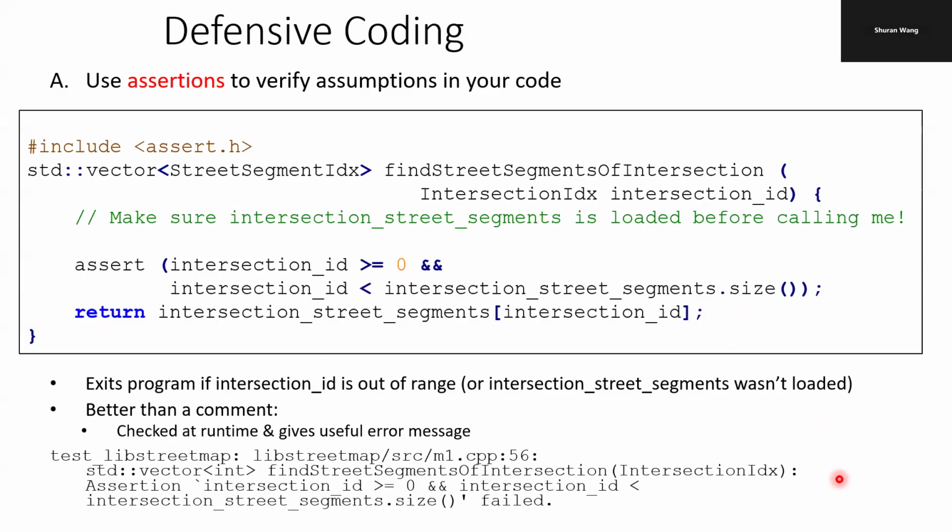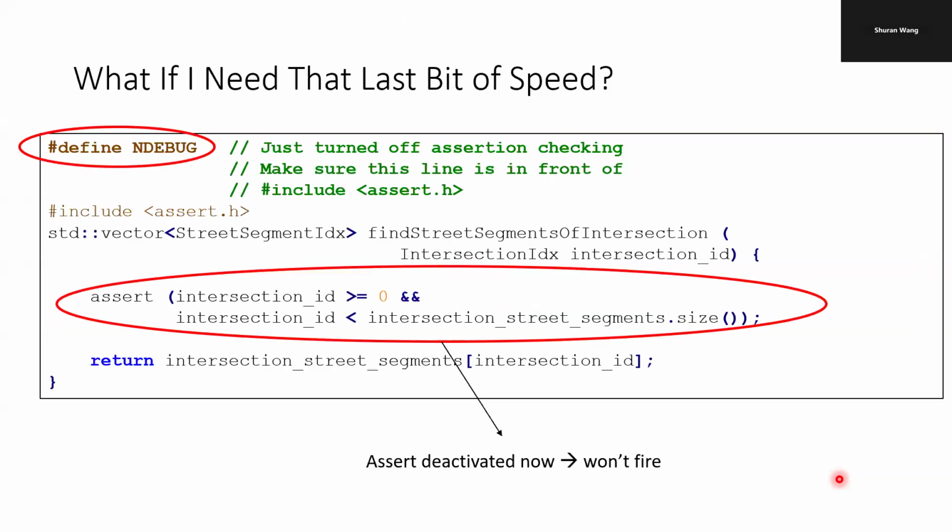But assertions might slow your program down because assertions take a lot of time to run. So before you actually run your performance tests or submit, add the define NDEBUG. This should be before the inclusion of the assertion library, assert.h. And if you do this, this will turn off all of the assertions. And this will not affect your speed anymore.